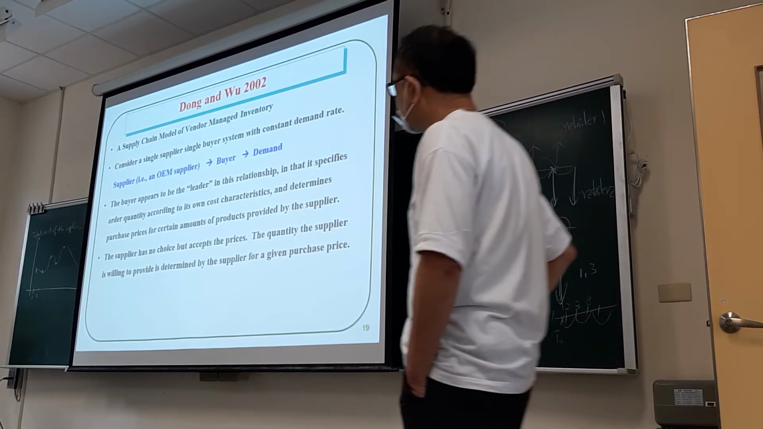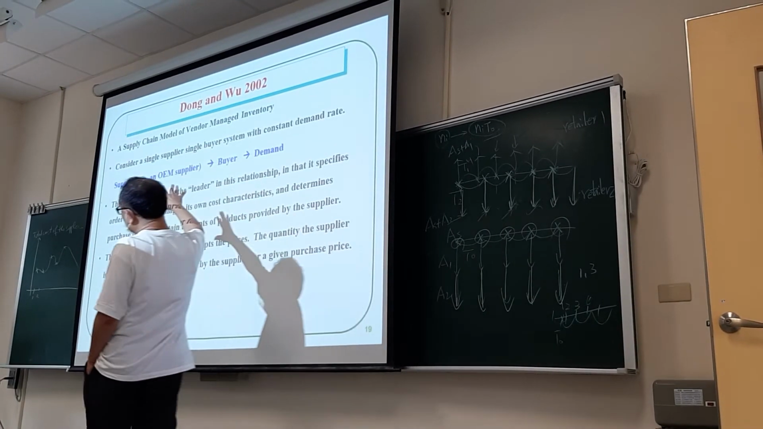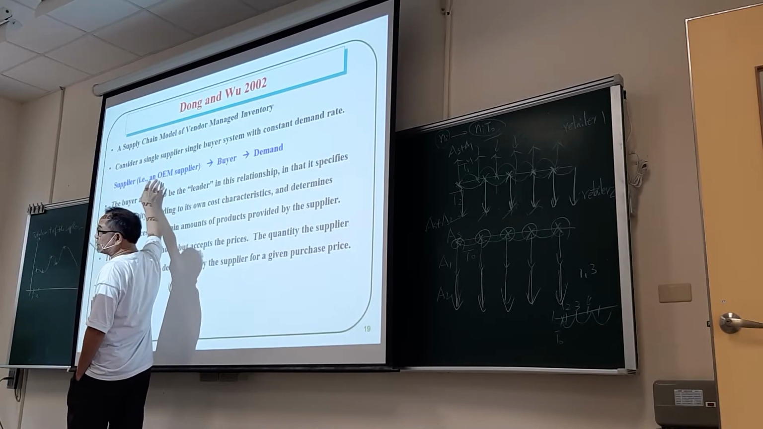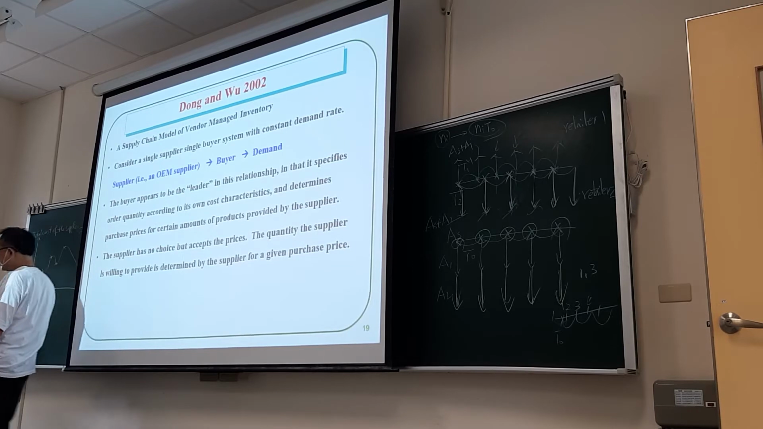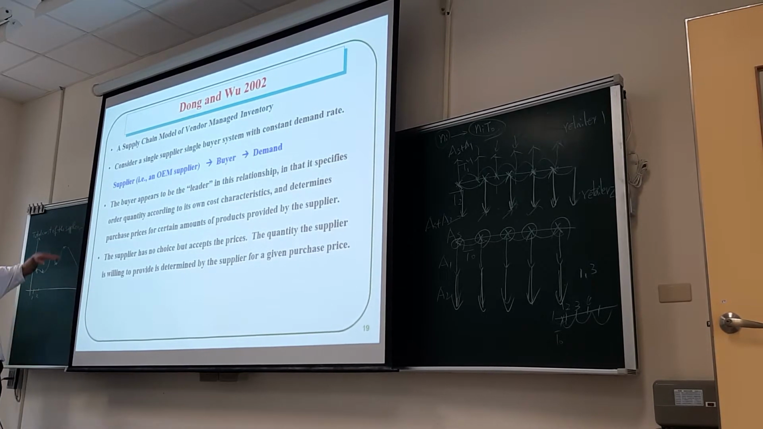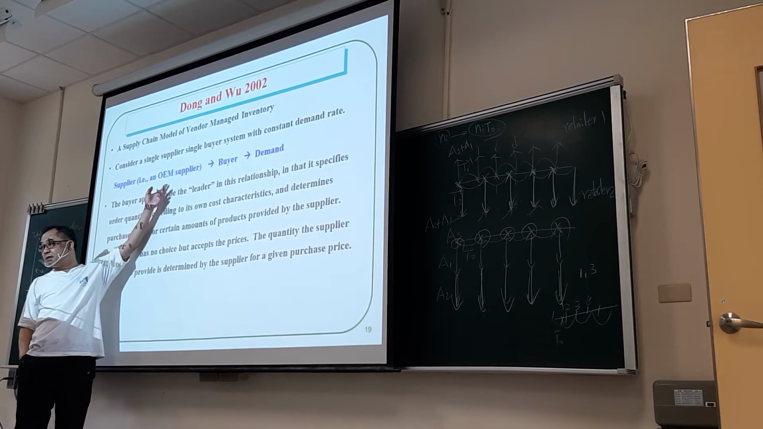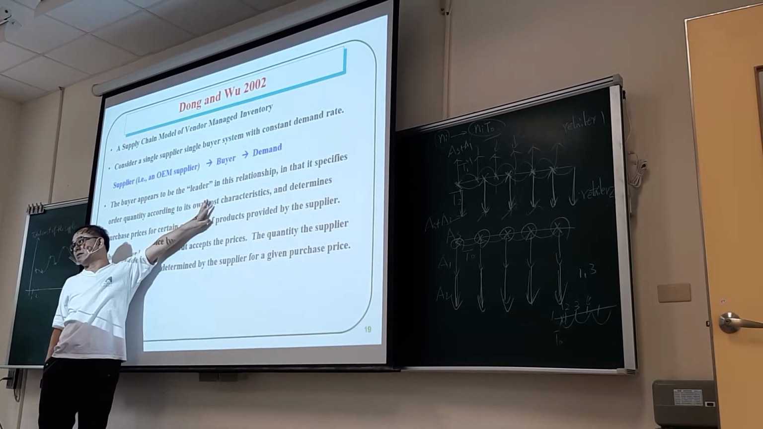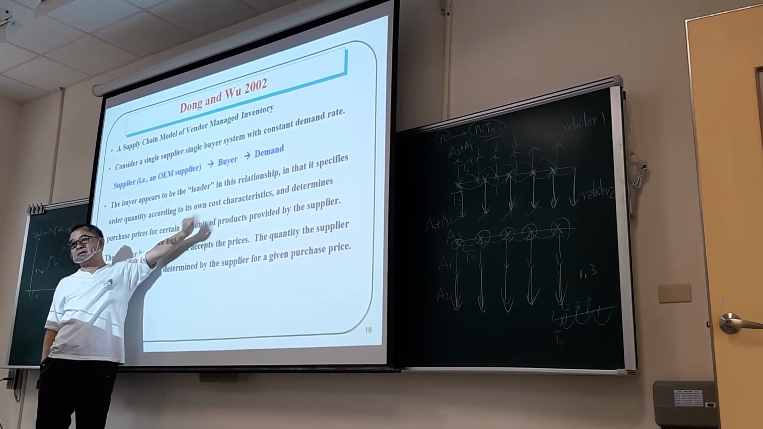And later we will talk about the manufacturing cost function for the supplier. So the buyer appears to be the leader, you see, as OEM, right? Otherwise it is very hard to argue. The buyer is the leader.